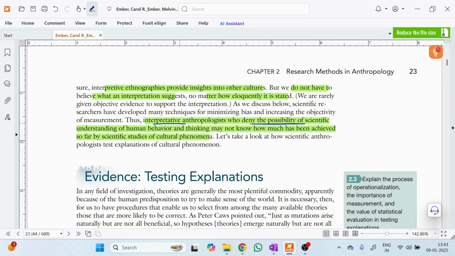And thus, interpretive anthropologists deny the possibility of scientific understanding of human behavior and believe that any culture cannot be studied in an objective manner. They may not know how much has been achieved so far by scientific studies of cultural phenomena.